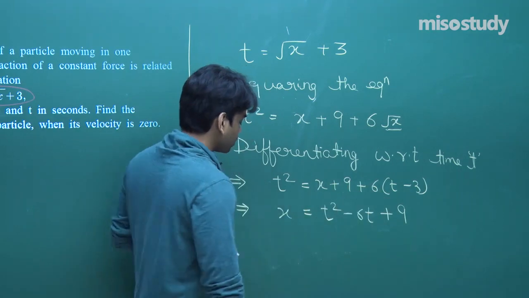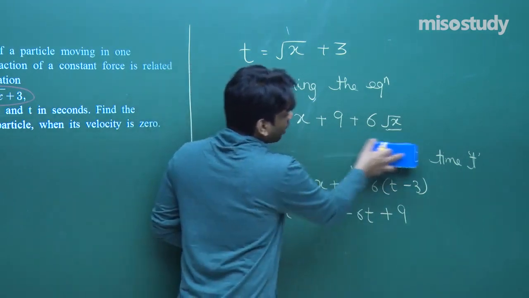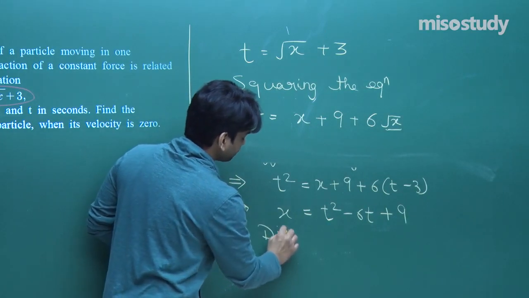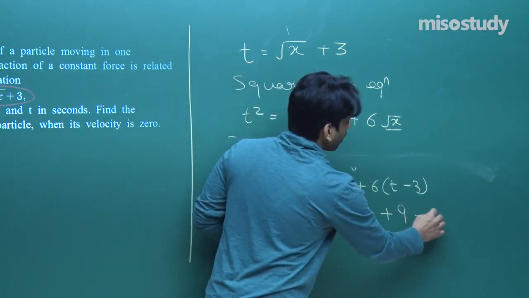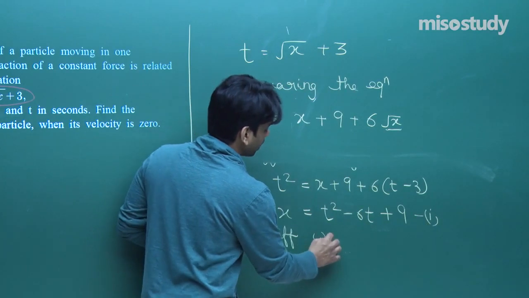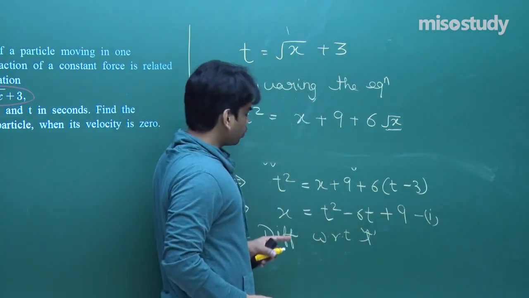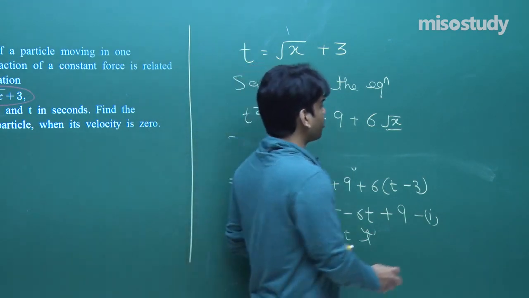Now you differentiate the equation. So let me just write down this part at the end. Now differentiate equation number 1 with respect to time t. With respect to time t, see what we are going to obtain, dx by dt. This is the thing that we are going to obtain.